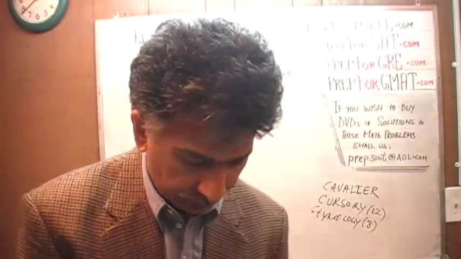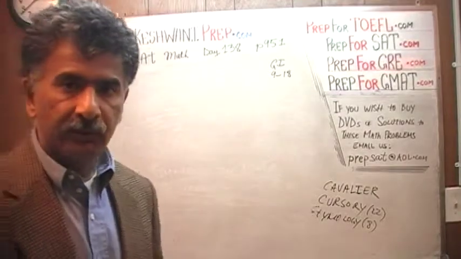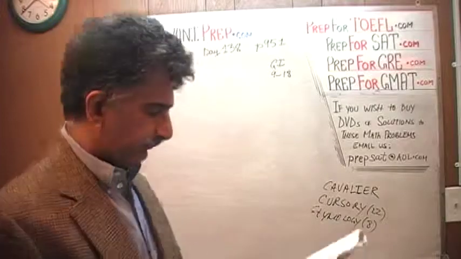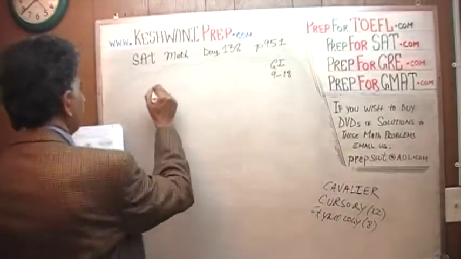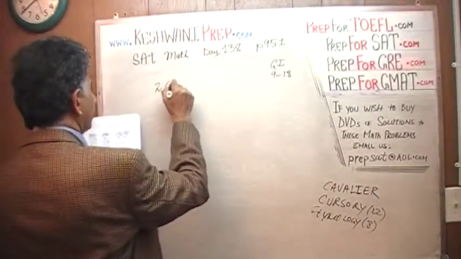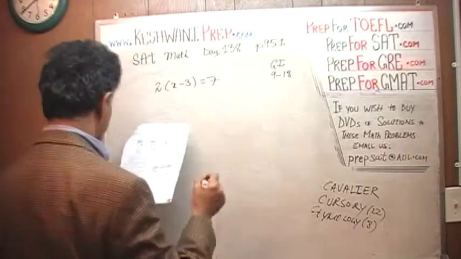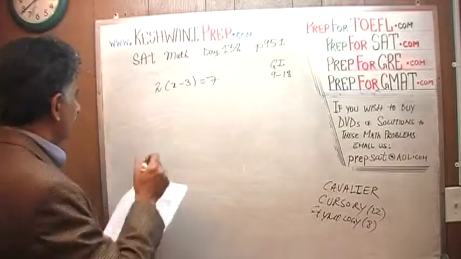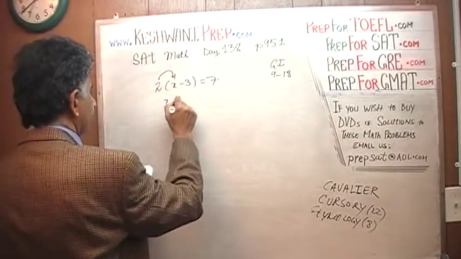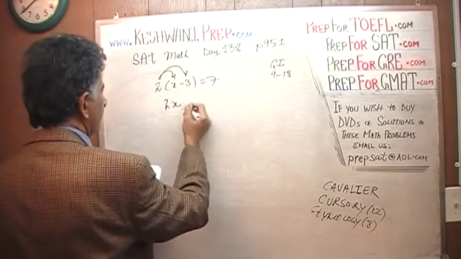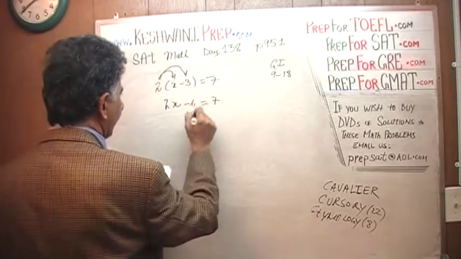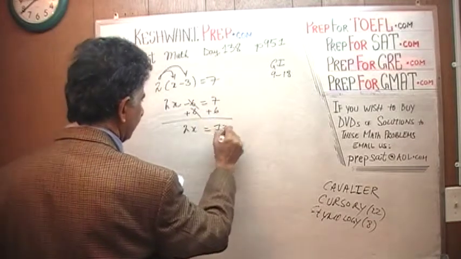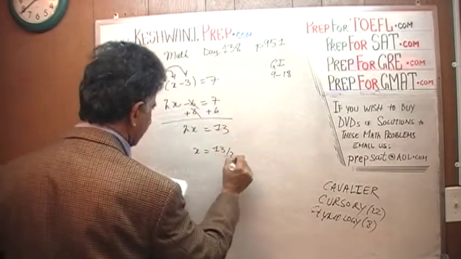Let's begin. Question number 9, in other words, on a scale of 1 to 10, is number 1, because it's the very first one. It's very simple, very straightforward. We are told that 2 times (x minus 3) equals 7. The question simply is, what's the value of x? They just want you to solve a simple linear equation. So 2 times x, and then 2 times negative 3 is negative 6, equals 7. Add 6 to both sides and we get 2x equals 13, and therefore x equals 13 over 2.